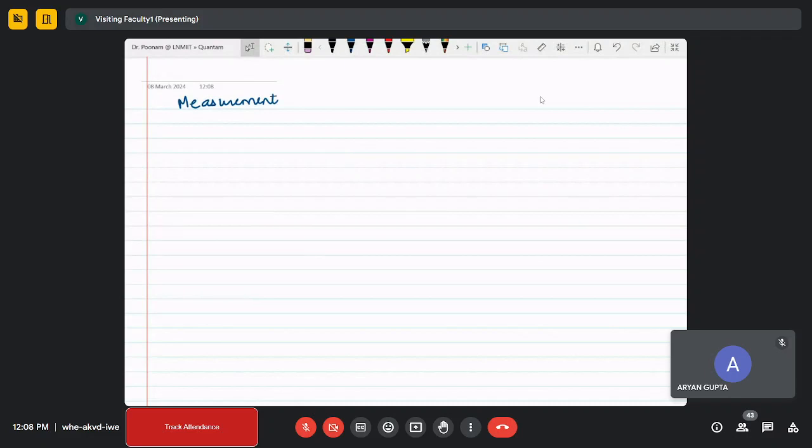Measurement in other bases. Your Z basis.